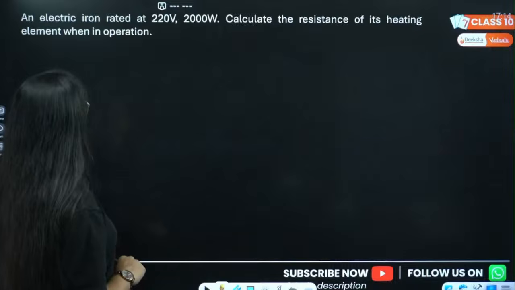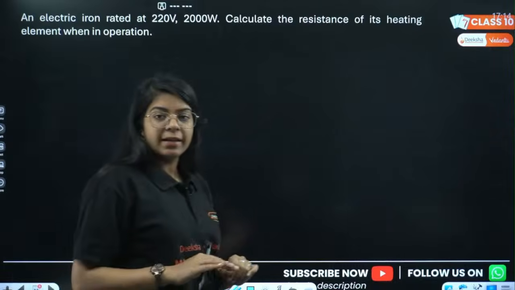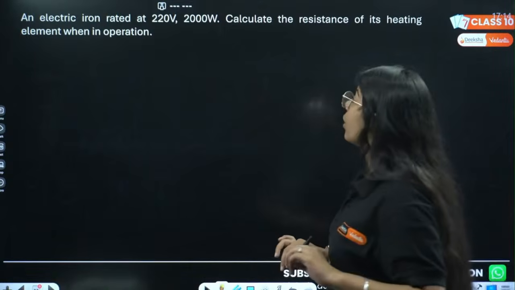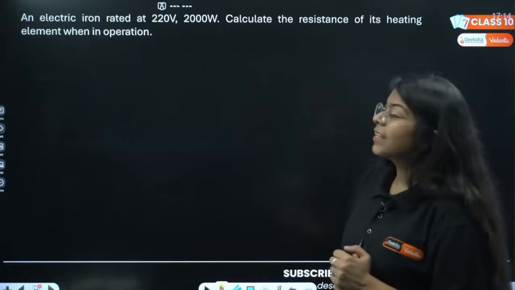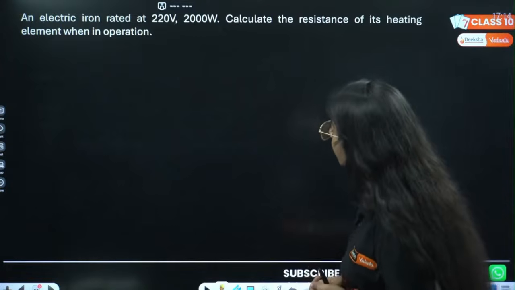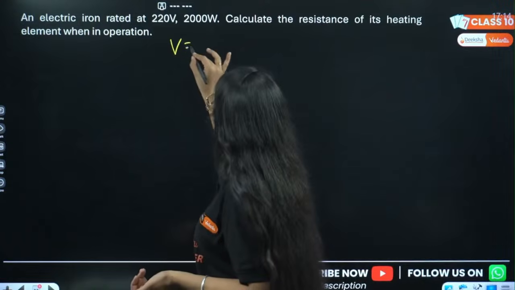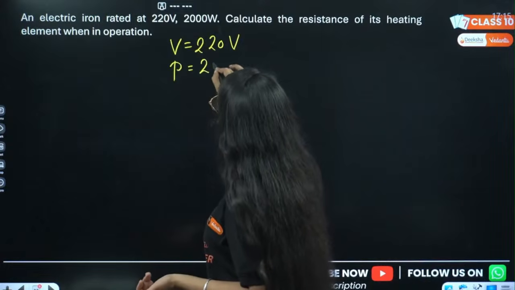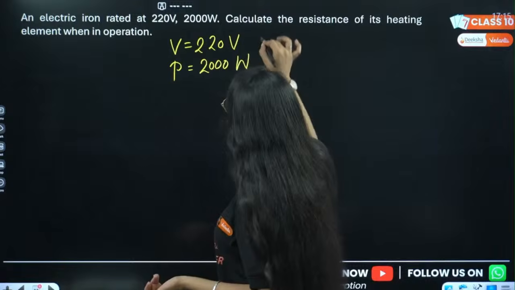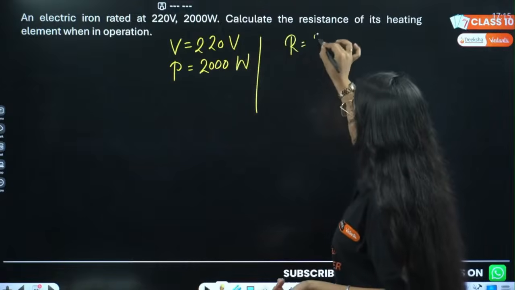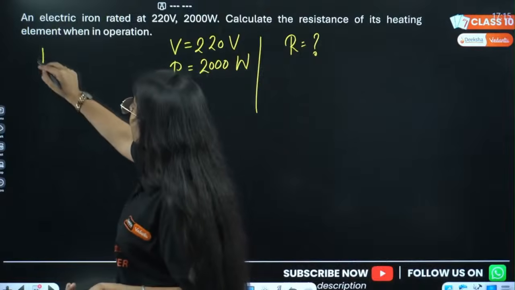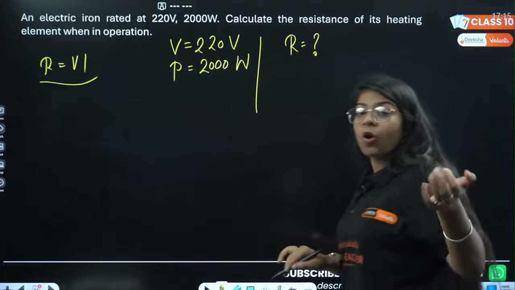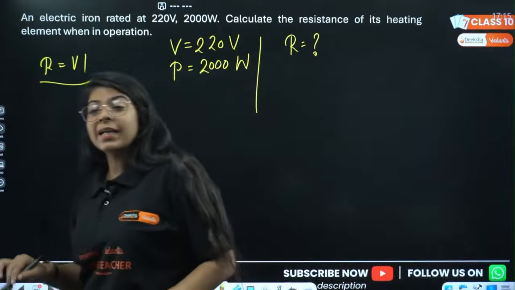Chalo. Next question, it says an electric iron rated at 220 volt and 2000 watt. Calculate the resistance of its heating element when in operation. We have voltage, that is 220 volt. We have power, that is 2000 watt. We have to calculate the resistance. Till now we were using the formula power equals to V into I, right? But now we want resistance.